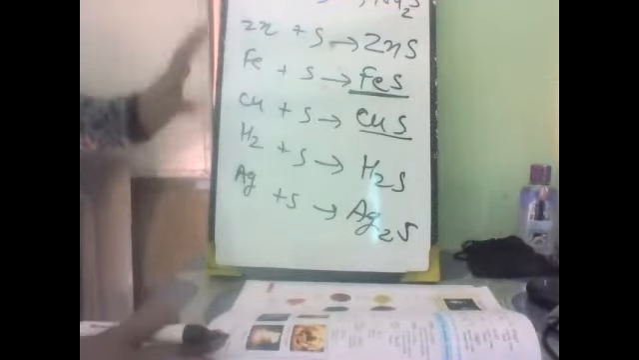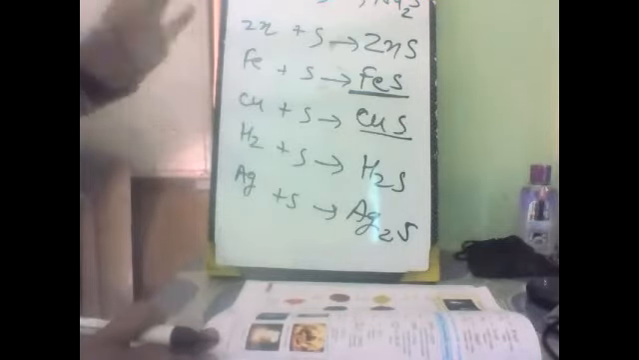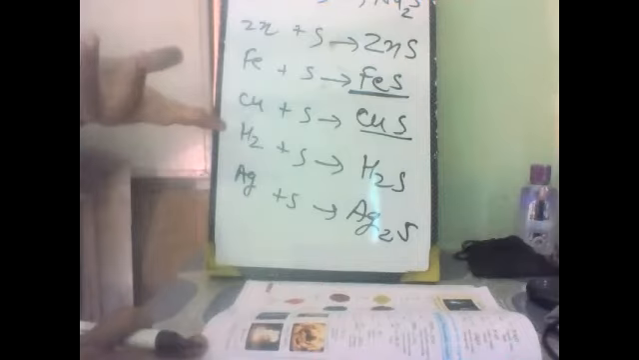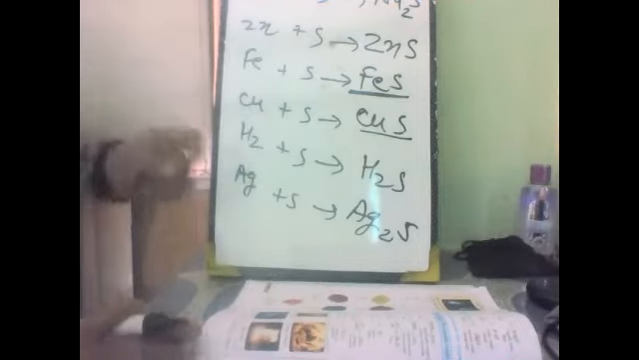So when we have silver ornaments, after some time they get blackish in color. They get black color. Why? What is the reason for this black color?